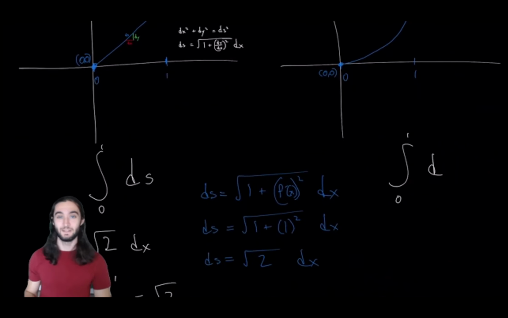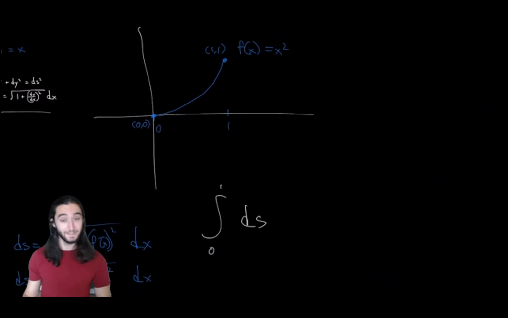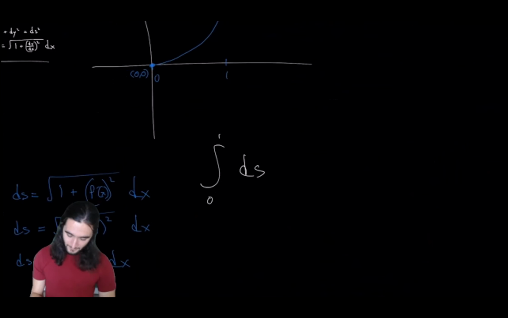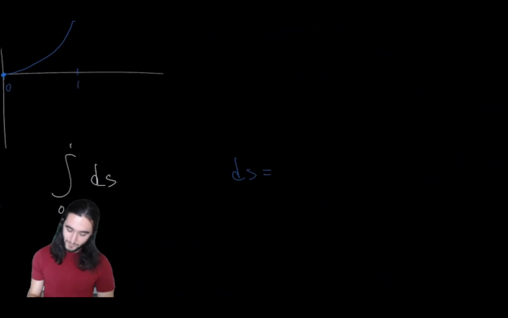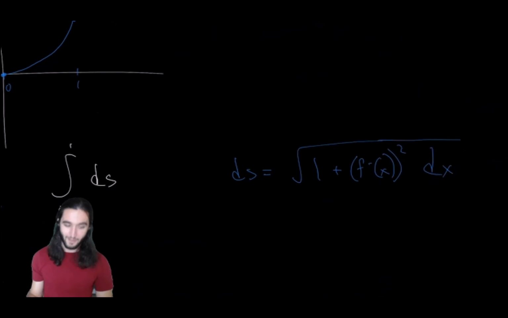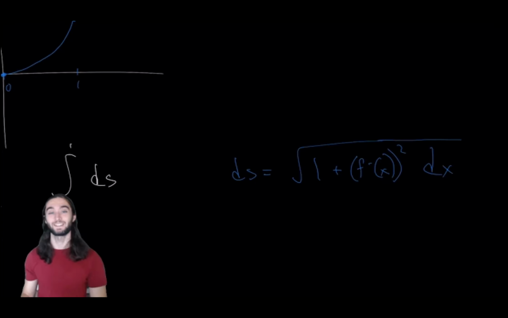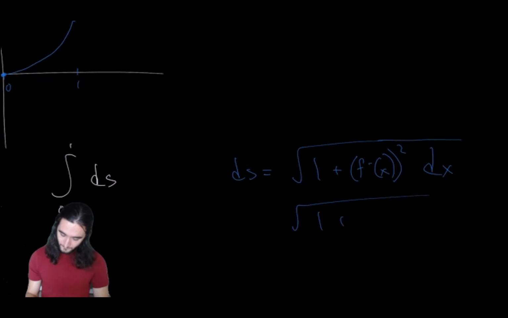Now let's compare that to the parabola, which would be exactly the same thing. It is the integral from 0 to 1 of ds. It's just that ds is different for this one. Well, I guess I should work it out on the side like I did here. For this one, it's the square root of 1 plus f prime squared. It's just that this time f is x squared, which means f prime is 2x. Right, so it works out like that instead.